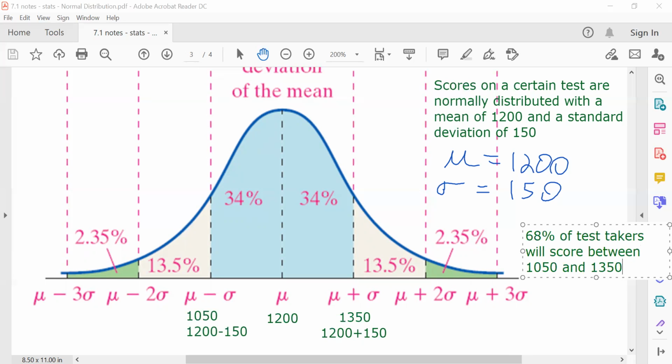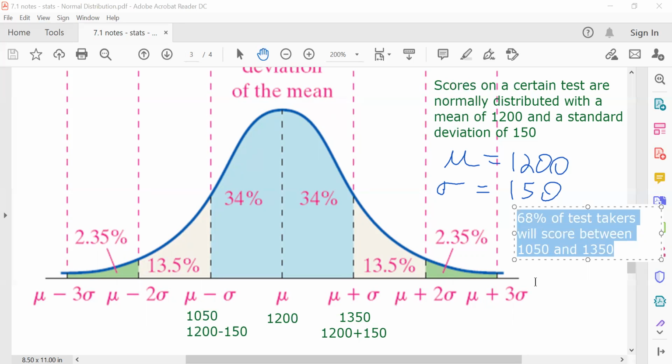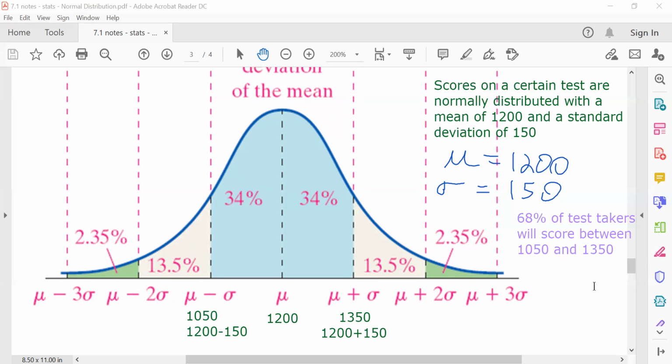This test, for some reason, you can have a score of 1200. So that kind of makes you think of maybe the SAT or something like that, which has 2 sections or I guess 3 sections now. Whatever this test is, it's a weird test that has a weird scale. We can keep going with that idea. And let's make that red. No, purple. So 68% of test takers will score there.